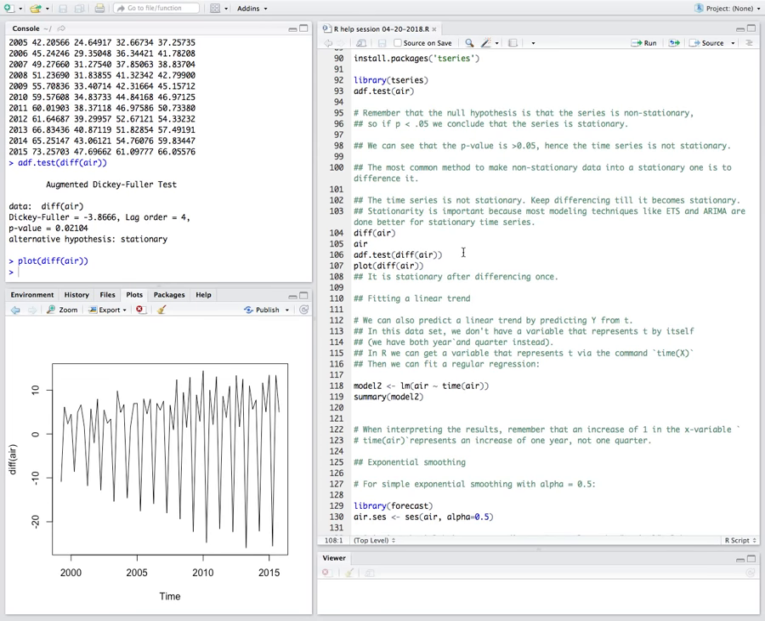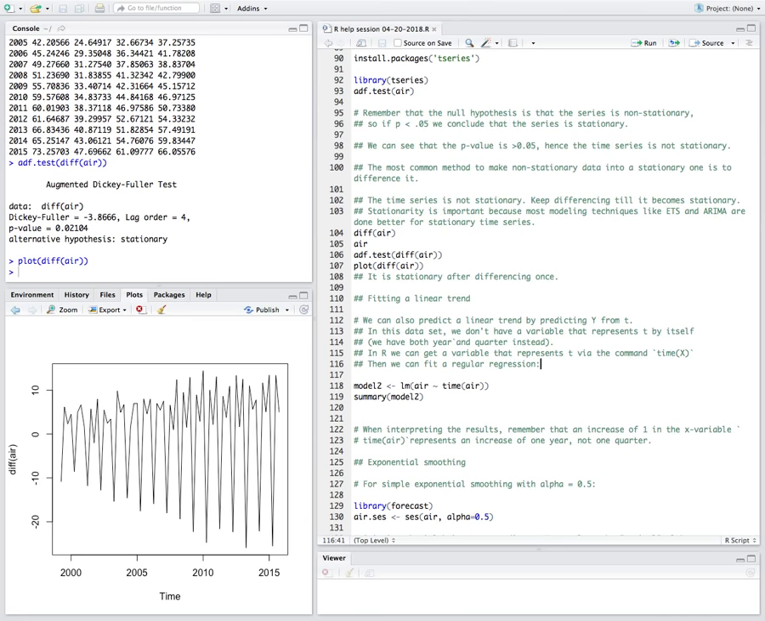Now I'm going to be fitting a linear trend. We can predict a linear trend by predicting y from time. But in your data set here, you don't have a variable that has time in it. We have a year and a quarter variable instead. We can actually get a variable in R that represents time by just using the command time of x, whatever that x is. X would be that object. So in my case, it would be time of air.